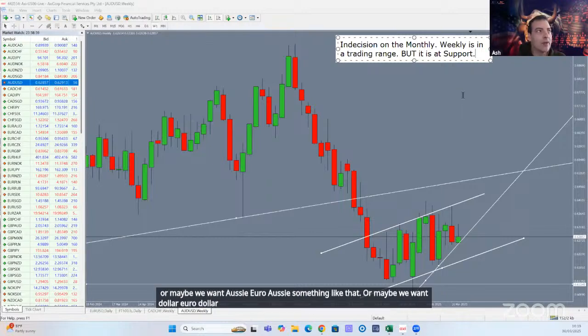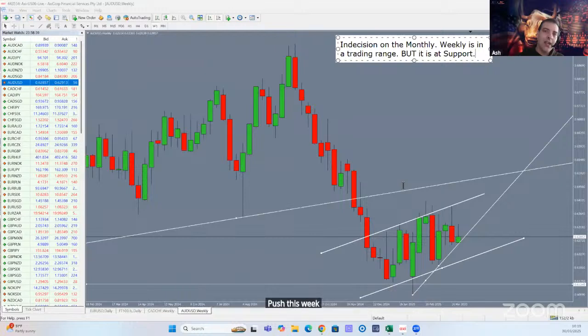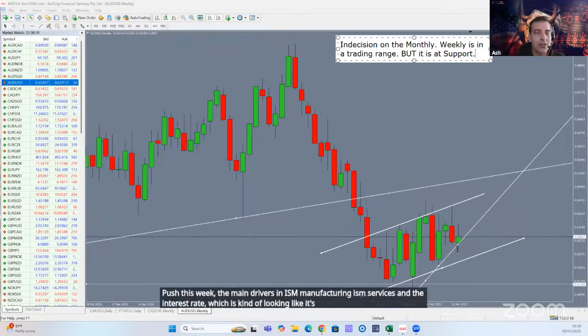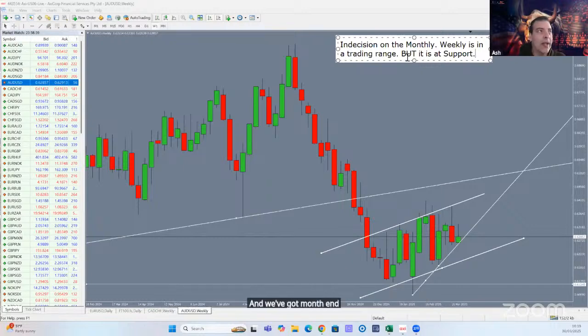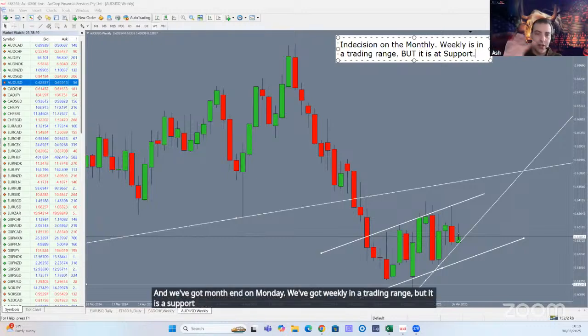So we're just trying to see out the two currencies which have got the main push this week, the main drivers in ISM manufacturing, ISM services, and the interest rate, which is looking like it's going to have the most, which has got the highest probability of going higher. Now, so far, we've got indecision on the monthly, and we've got month end on Monday. We've got weekly in a trading range, but it is at support, so it slightly starts to tilt the chart towards the Aussie dollar long.